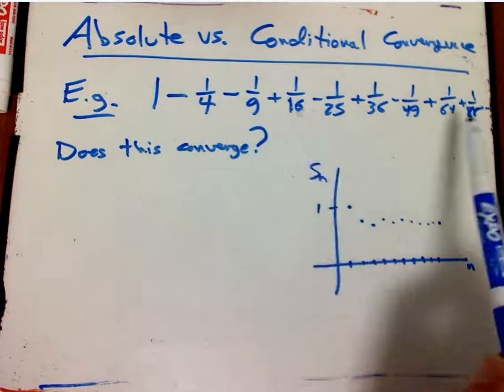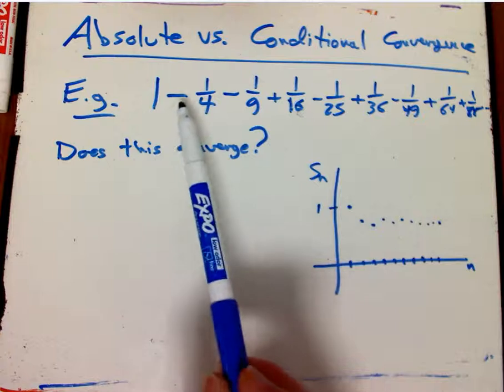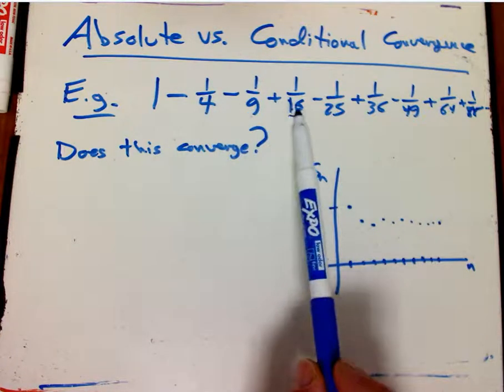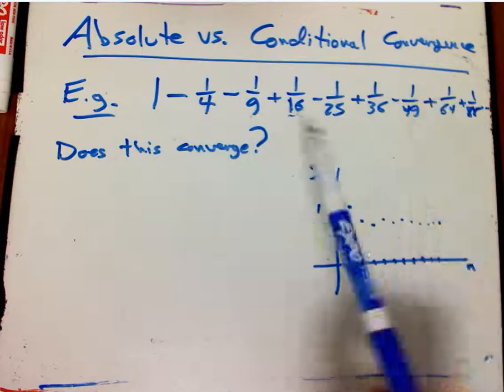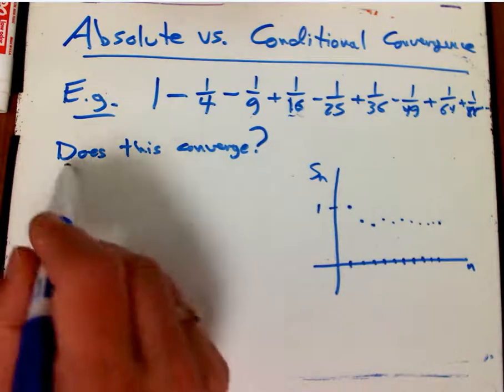If you want to pause the video, you might want to figure out the pattern of the minus signs. You might be able to get it. What I decided to do was it's minus if this is a square of a prime, and plus if it's a square of a composite number. And so that's going to be a fairly irregular pattern of pluses and minuses, definitely not alternating. The question is, of course, does this converge?